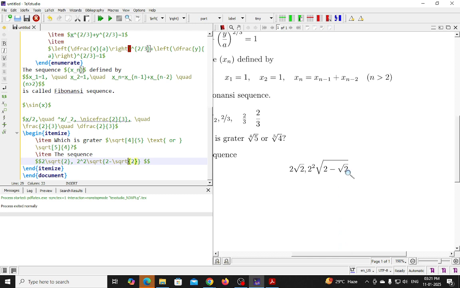Now it's coming. Now these are the nested square roots. You don't need to worry about how much line should be over the root, LaTeX will take care of that. That line should be how much long. So 2 raised to 2, again root of 2 minus root 2, like that. So again you can generalize.